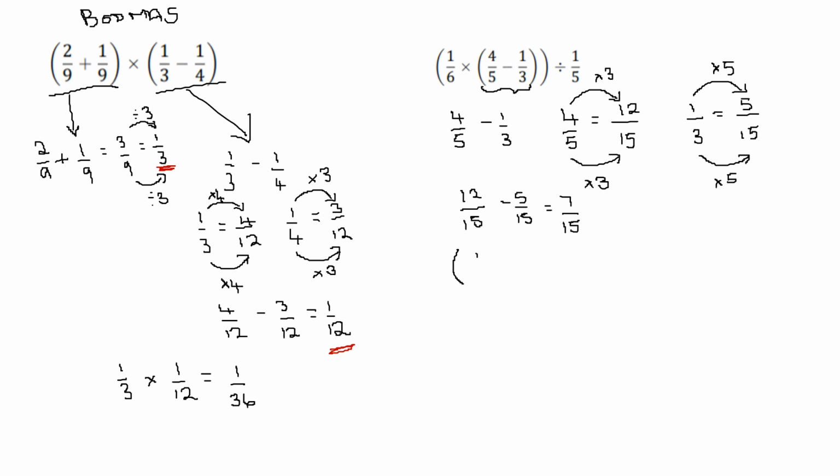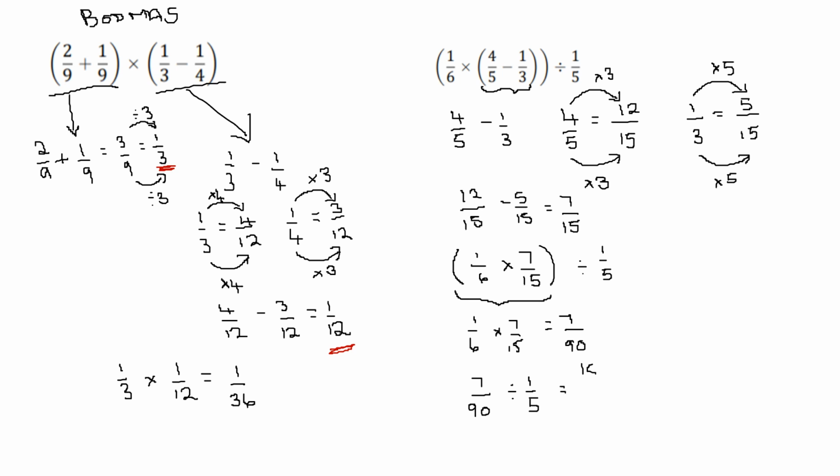So I can now replace the innermost set of brackets with 7/15. So my calculation would now look like this. I'd have 1/6 multiplied by 7/15 divided by 1/5. So now I'm going to do my second set of brackets. So 1/6 times 7/15 is going to give me 7/90. And now I can complete my calculation. So I now have 7/90 divided by 1/5.